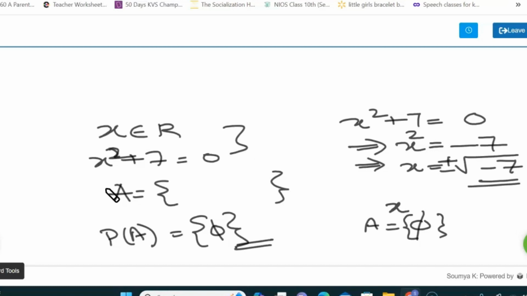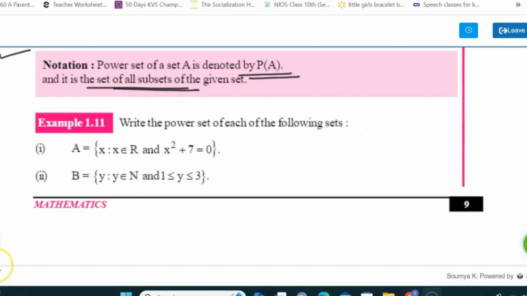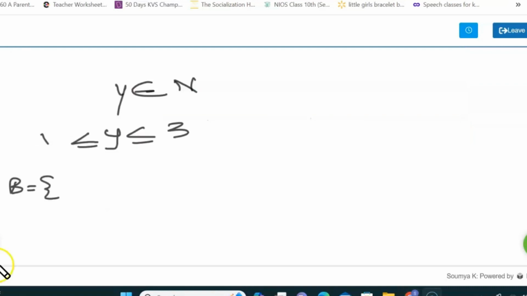Let's check the second question now. The question says B is a set that contains the element y where y belongs to the natural numbers, and the condition is given like this: 1 less than or equal to y less than or equal to 3. This is the given condition. Let's check out how to do this.